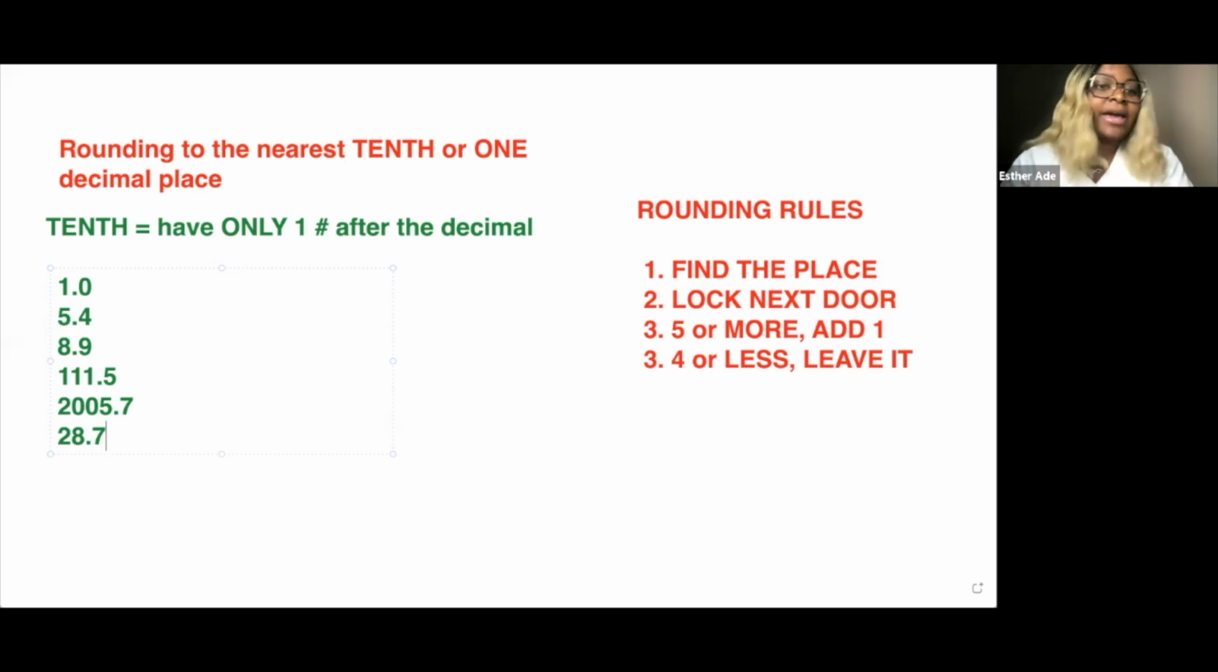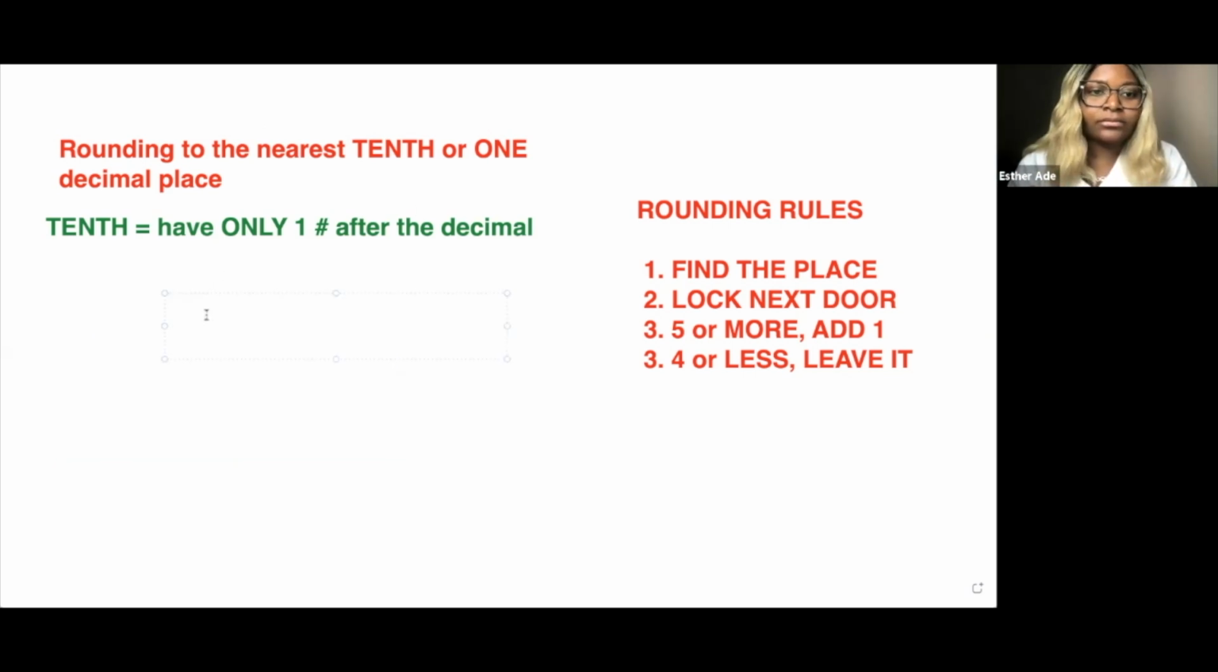28.7. Okay. What's the common similarity between these things? The similarity is that they all have one number after the decimal. I don't care how many numbers are in front of the decimal, but I'm focused on the number after the decimal. There's just one number after this: 1, 1, 1, 1, 1. The goal is to always have one number only after my decimal point. All right, so you ready for some practice?